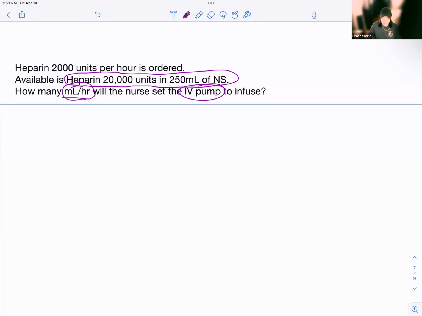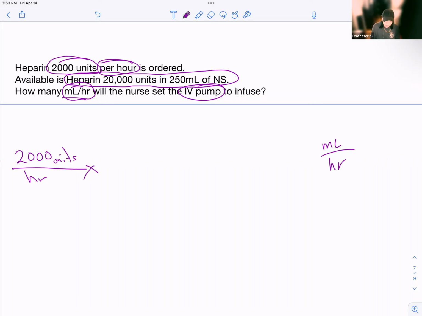So this one was a gift. It tells you how many milliliters an hour you will set on that pump. All right, so now I'm going to look at the order. 2,000 units per hour. This is not a volume, but a strength over time, a unit of measure over time. So I start with my order, and that's my given. It's a 2-factor order. That's another way to think about it.